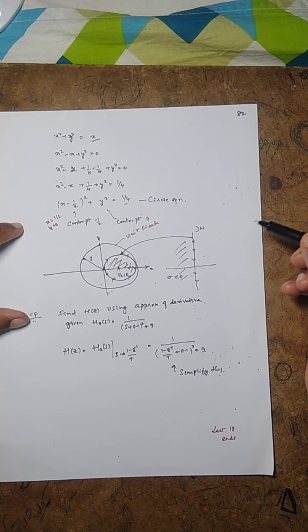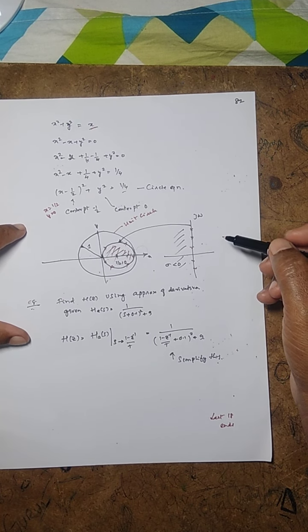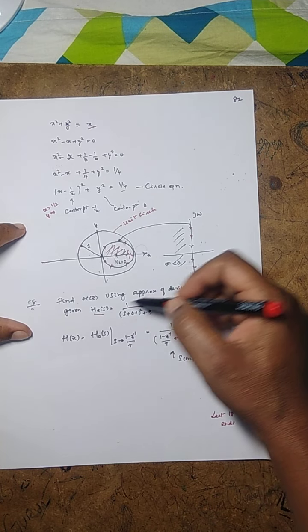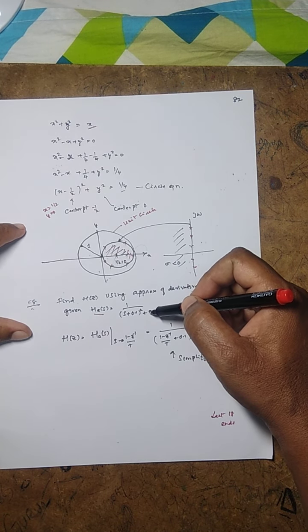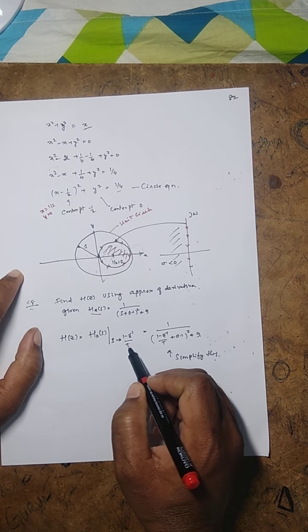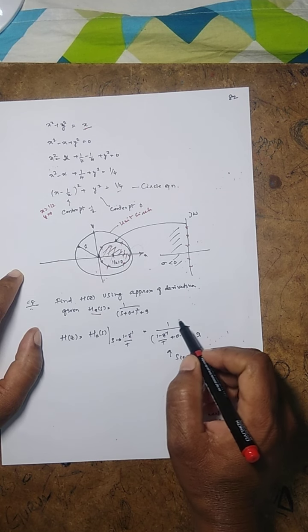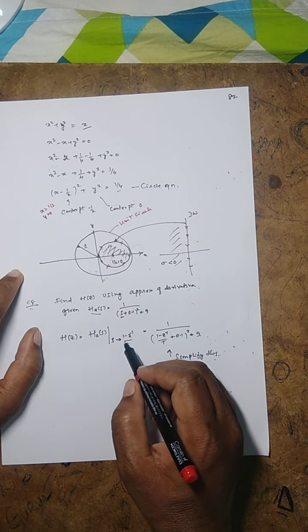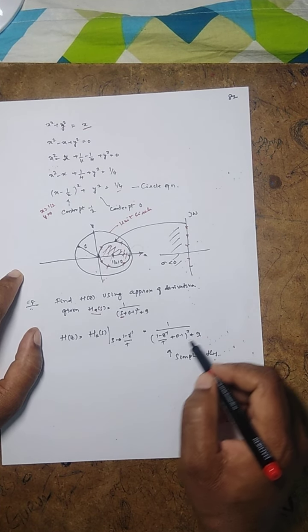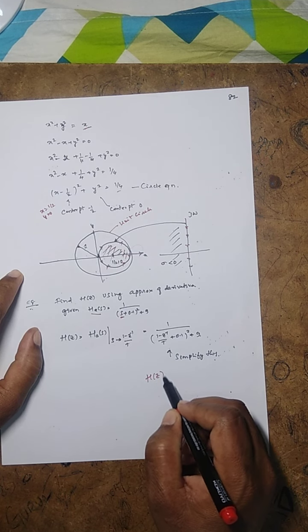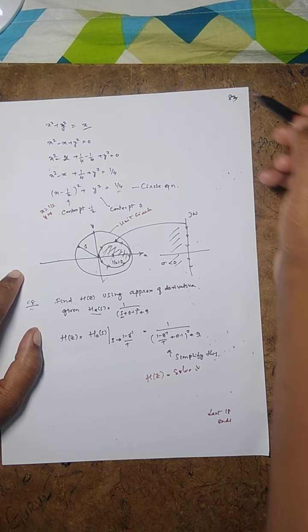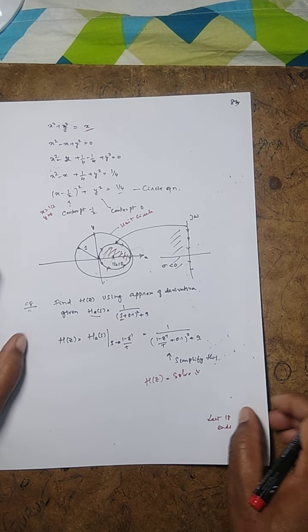Next, we'll use this derivative approximation to find H(z), given that the analog filter is 1 divided by ((s + 0.1)² + 9). What is H(z)? H(z) is H(s) when s is replaced by (1 − z⁻¹)/T. Here s is there, and I will replace it by (1 − z⁻¹)/T. This 0.1 stays as it is, squared, plus 9. Solve this and you'll get the final value for H(z). So we'll stop here.